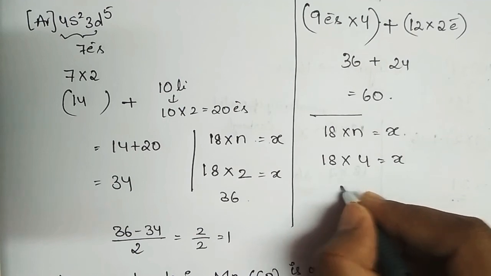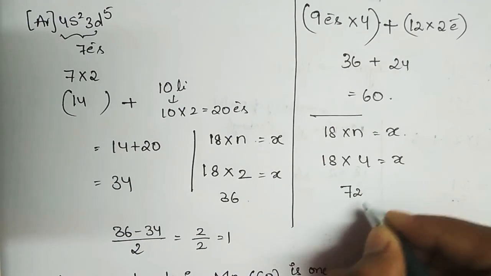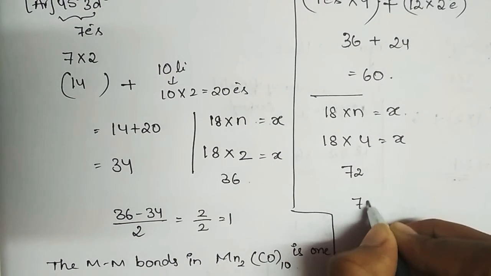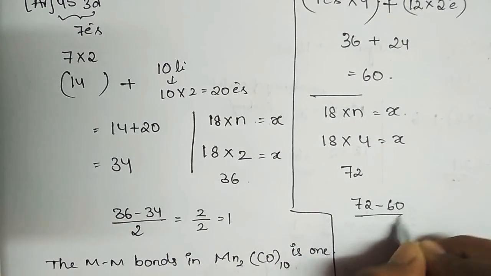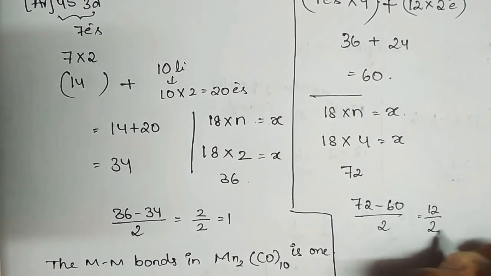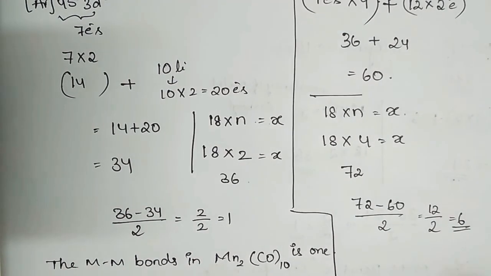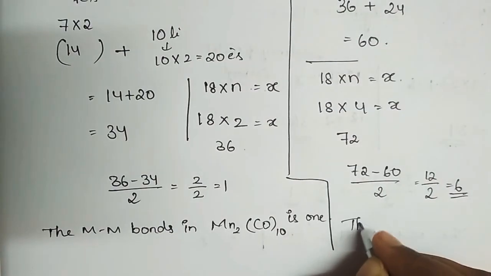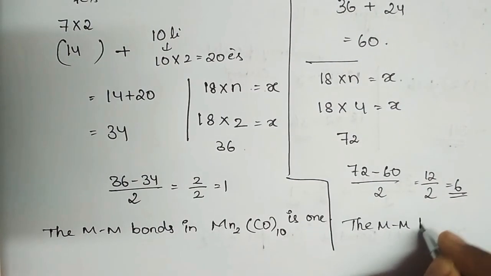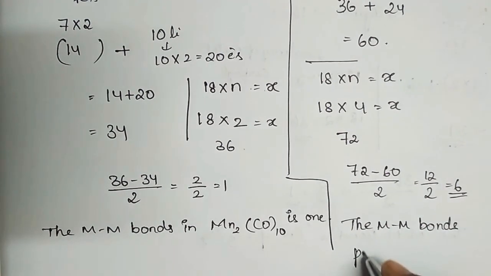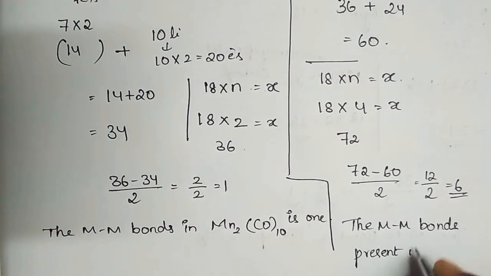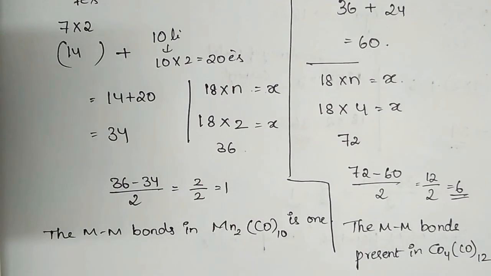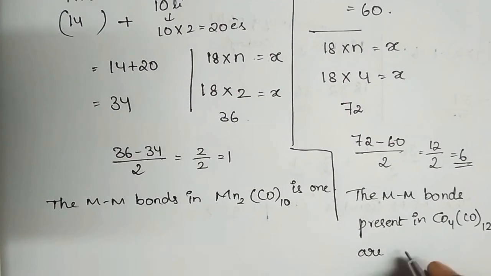We have 72 here. So we have to take the difference of both these values. So 72 minus 60, divided by 2, is equal to 12 by 2. So here we are getting 6 metal bonds in this particular carbonyl. Okay, so the metal bonds present in Co4(CO)12 are 6.